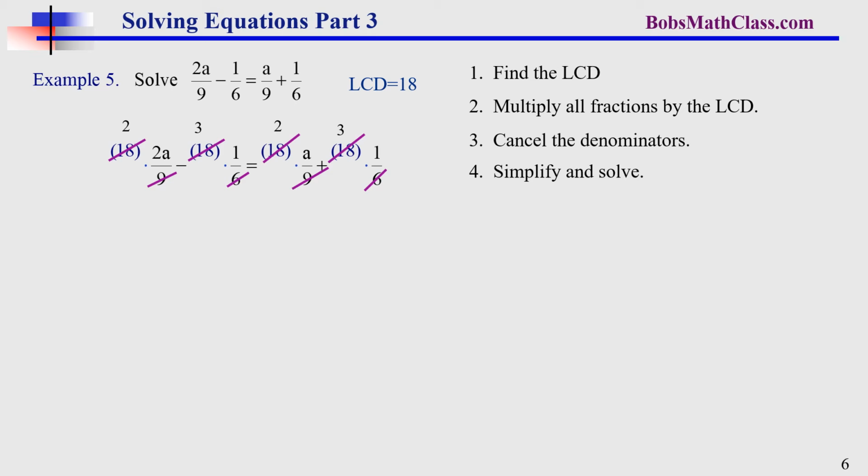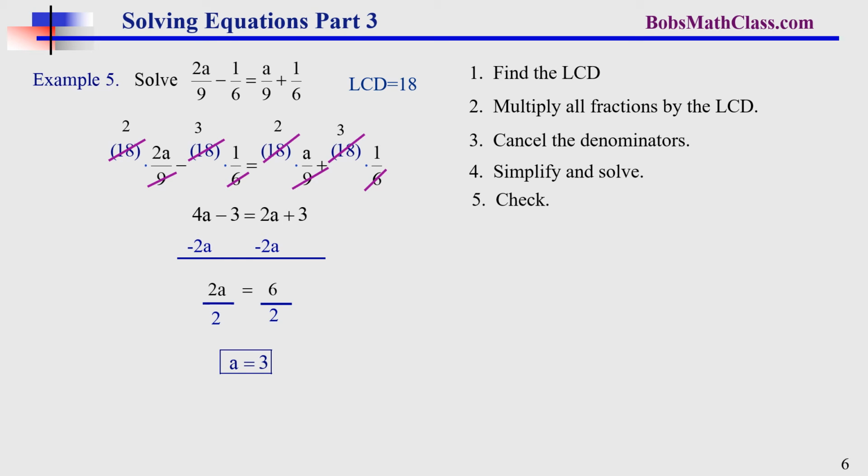So on the left side, it's 2 times 2a, that's going to be 4a. And then 3 times 1 is 3. Keep the minus sign in the middle. On the right-hand side, it's 2 times a, which is 2a. And 3 times 1, which is 3. Keep the plus in the middle. And there you go. It looks like the problems we've been doing. Subtract 2a on both sides. Then divide by 2 on both sides. And we get an answer of a equals 3.